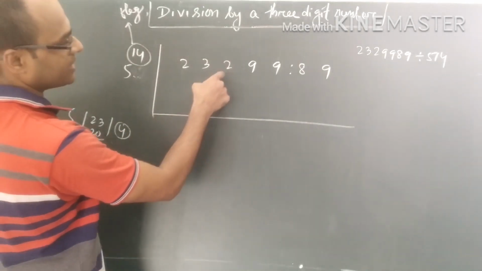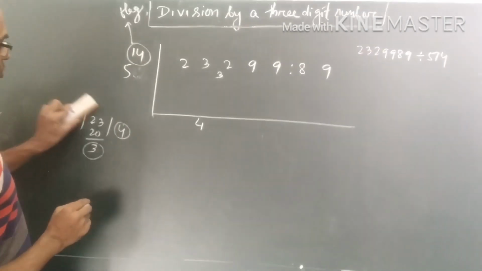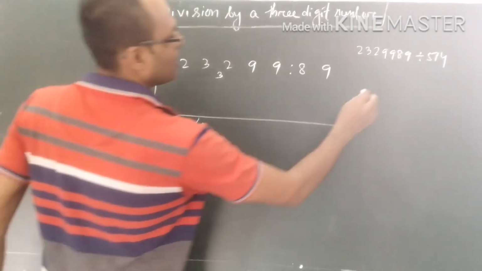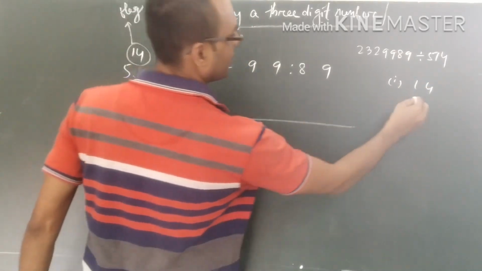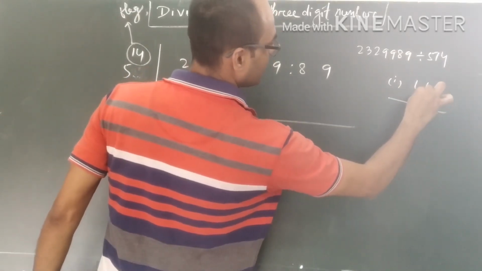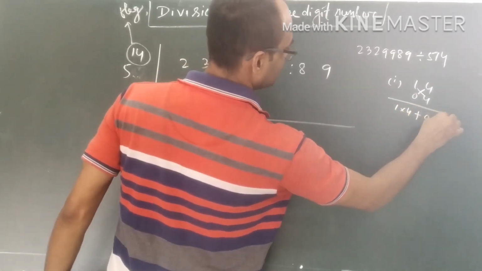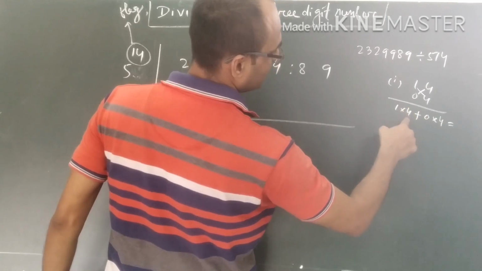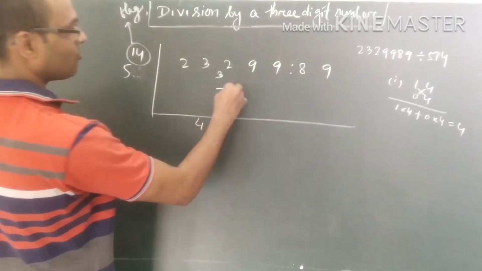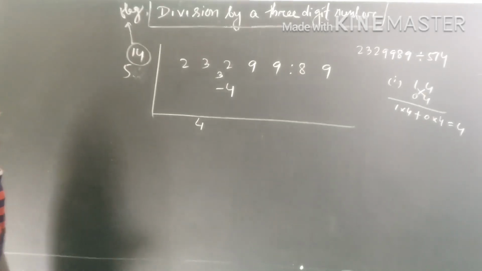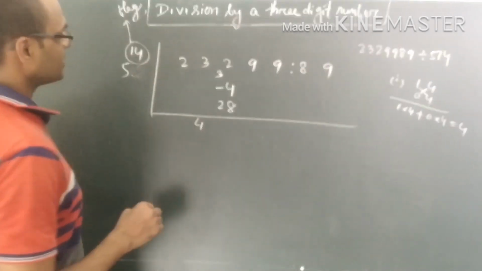Now read it as 32. 14 into 4, but the multiplication will not be direct. The multiplication will be like this. For 14, here 4 means make it 2 digits. We have to take crisscross, meaning 1 into 4 plus 0 into 4. So 1 into 4 plus 0 is 4. So you subtract 4 from this place. Now 32 minus 4 will be 28.